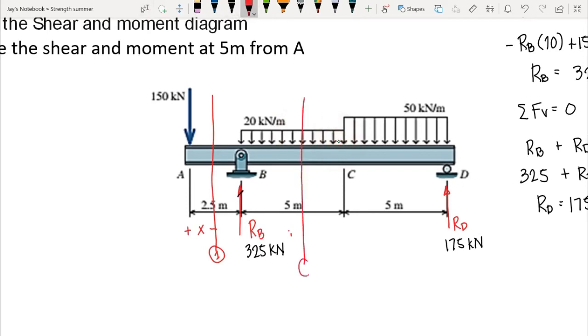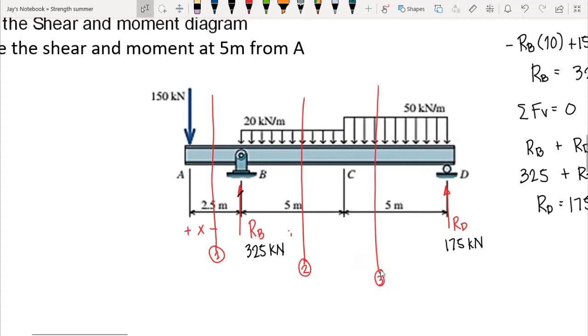Okay, let this be our section 2. And now we have segment CD, and our CD here is continuous since again we have only one uniform load that is 50 kilonewton per meter, and we do not have concentrated load here. So therefore, our moment equation and shear equation between this interval is equal. So we could have our cut section 3 here at this segment.